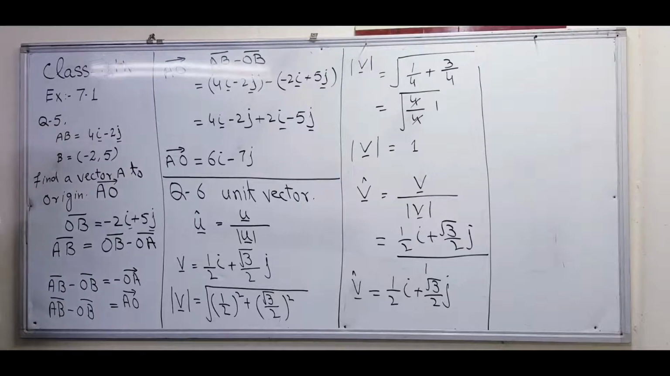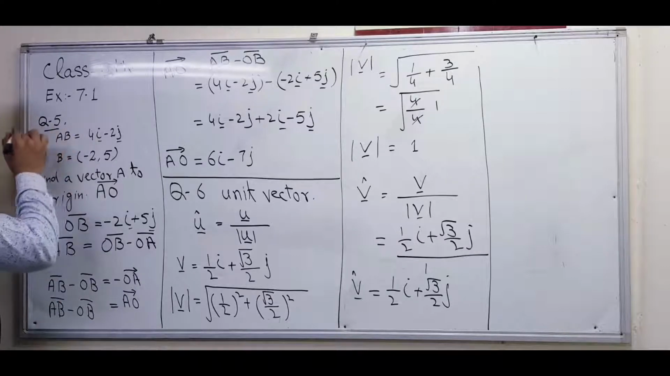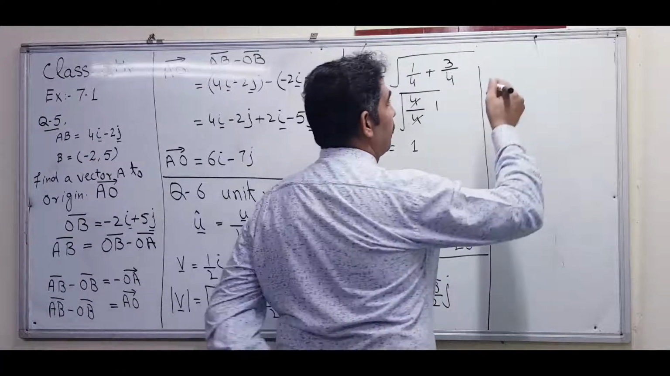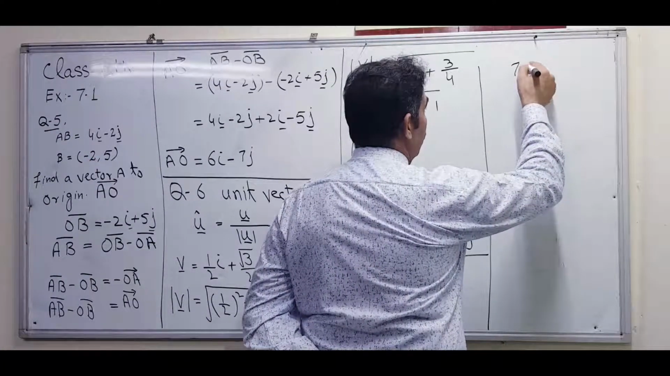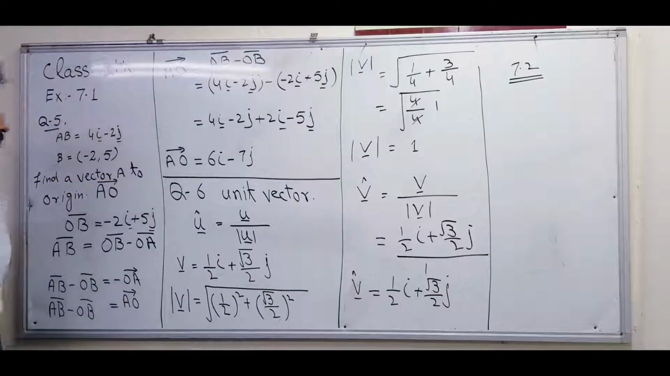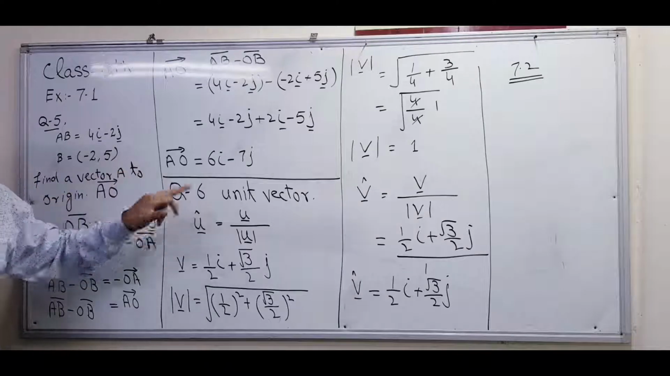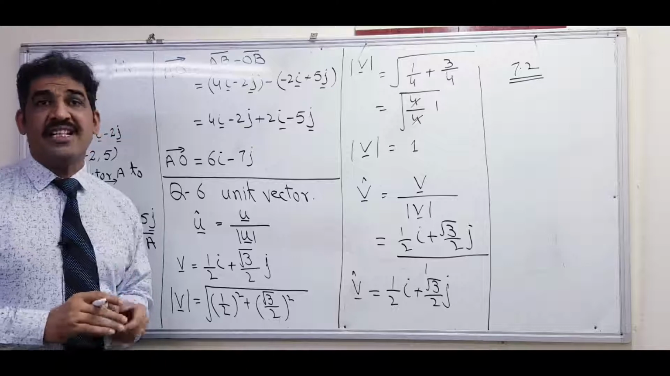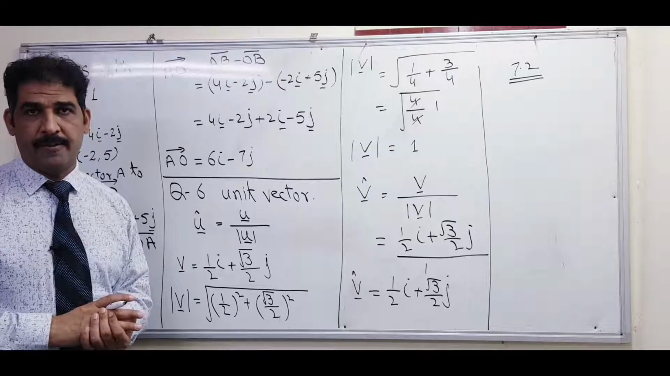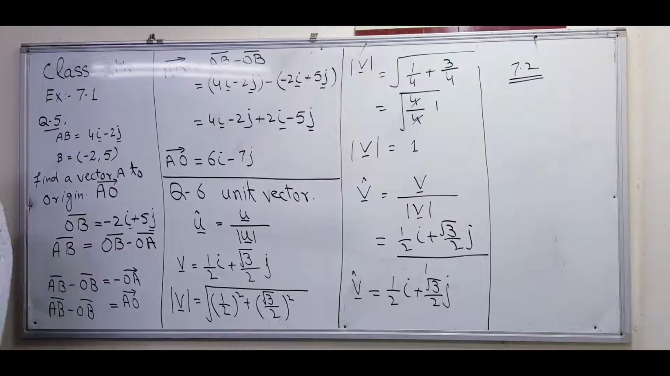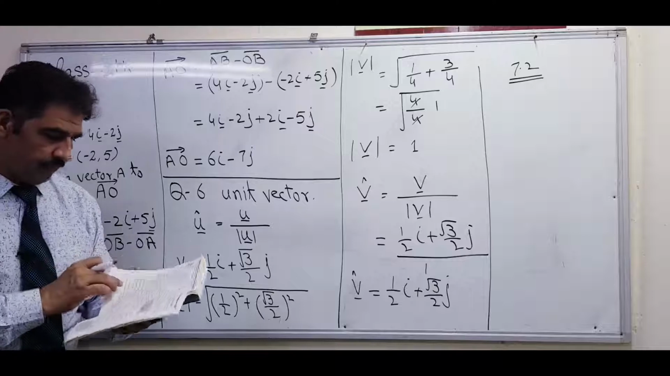This is a question of exercise 7.1, question number 5 and question number 6. The same kind of question you have to solve in exercise 7.2, with a little bit of change. What is the change in exercise 7.2? Here the components are only on a plane, meaning only i and j components are involved. But in exercise 7.2, the k component is also involved.